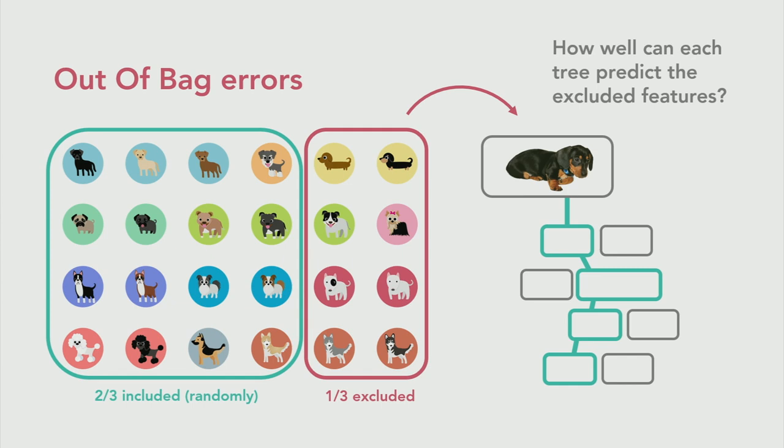Another way that we can evaluate our model performance is by looking at out-of-bag errors. So like I said before, every tree only gets a random subset of the training data, about two-thirds. So after the model is trained, that one-third that was excluded gets run back through that tree. And then we test to see how well that tree can predict that one-third that was excluded.